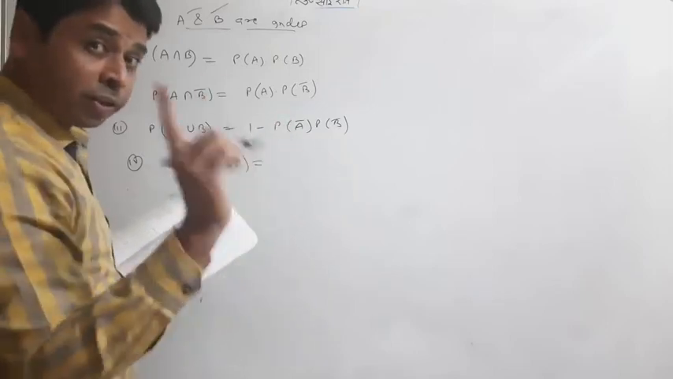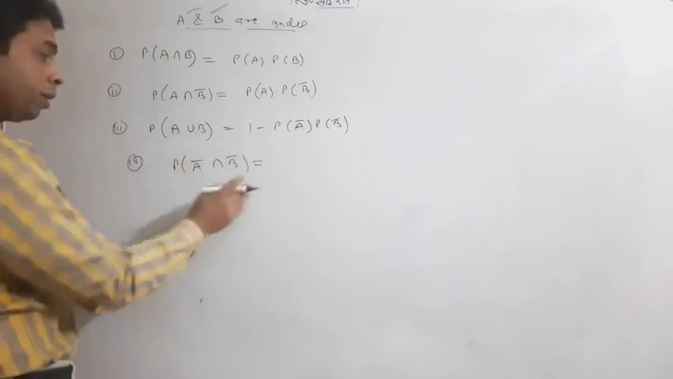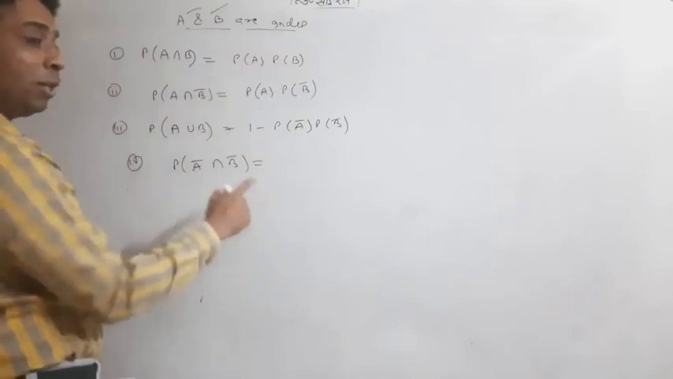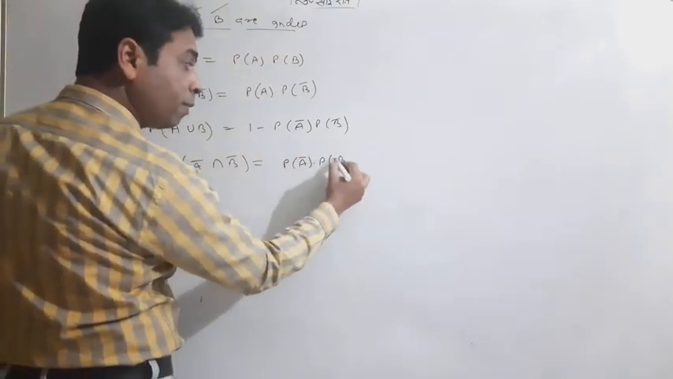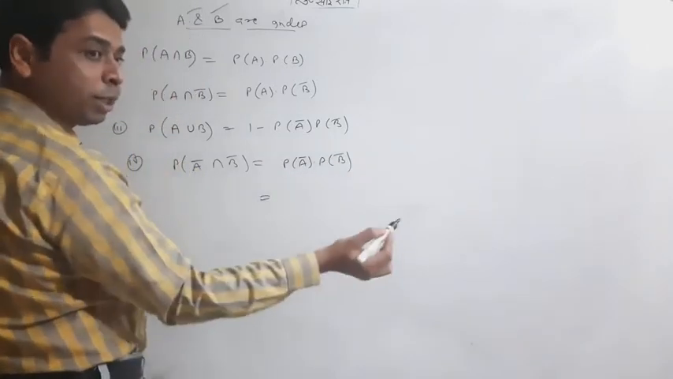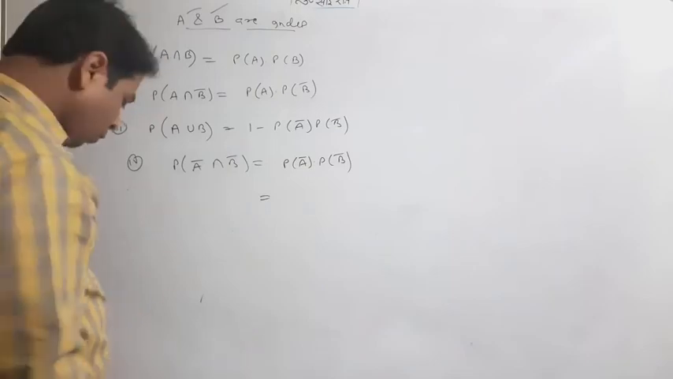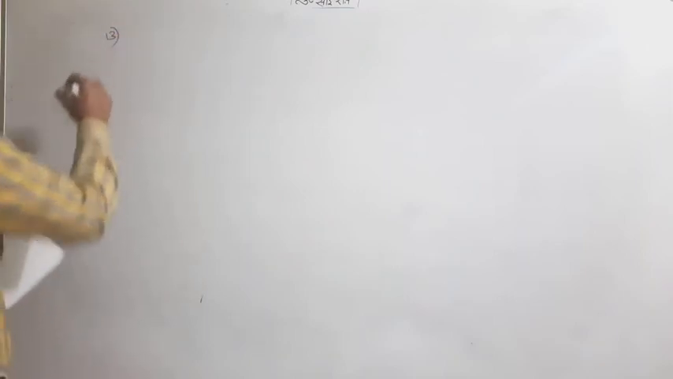Fourth one, neither A nor B. Try to understand, neither A nor B is expressed by this one, by De Morgan law. I tell you that A and B are independent events, so not A and not B are also independent events. So you can write P of not A into P of not B, and P of not A is 1 minus P of A, P of not B is 1 minus P of B, and get your answer. So it was so easy. If you have caught the concept, I don't think you cannot do the questions.